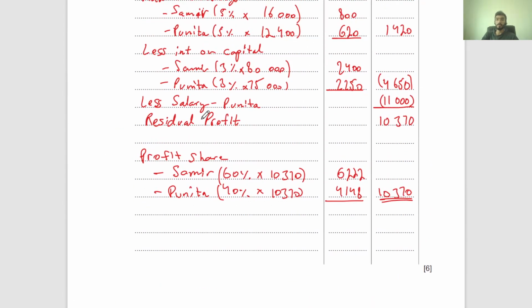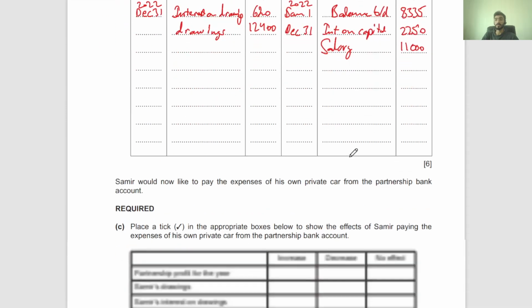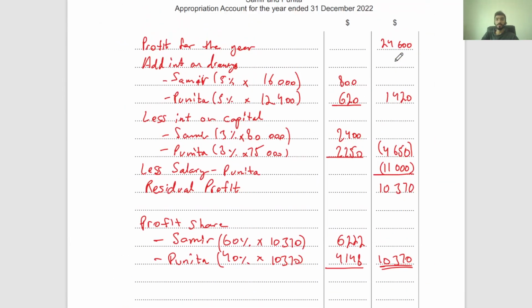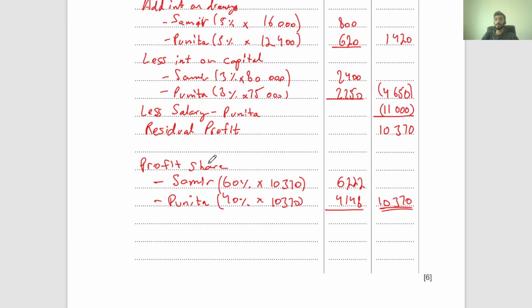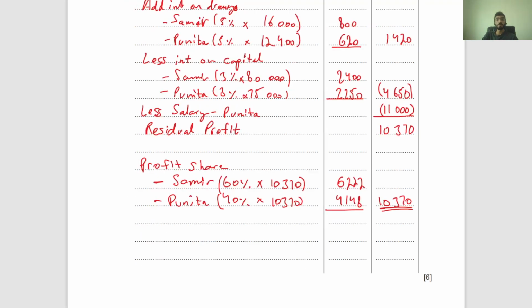Anything else belonging to Punita? Share of profit credited to her current account 4148. And that's a profit share. I think that's it. We're not missing anything, hopefully. Interest on capital covered, salary covered, profit share covered, drawing, interest on drawing, everything seems to be covered. Okay.